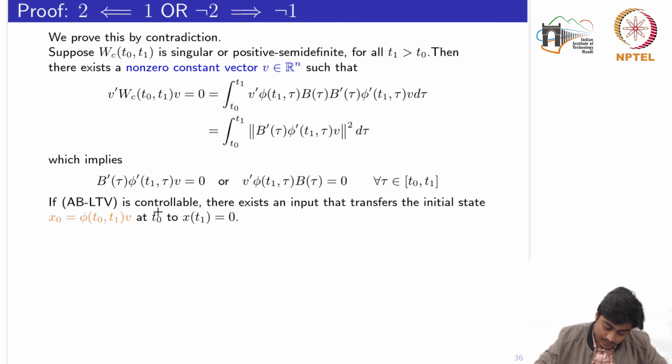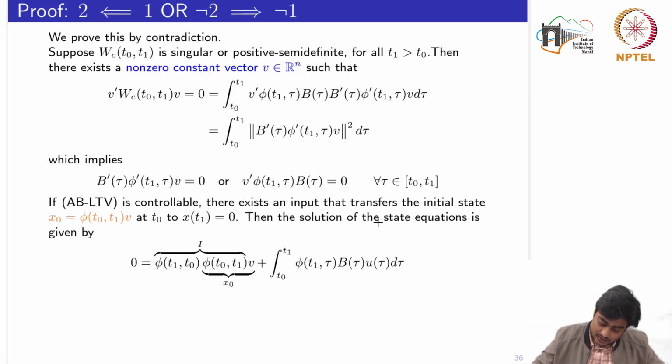So if the system is controllable and there exists an input which could transfer from x0 to x of t1 equal to 0, then the solution of the state equation is given by this one. So x of t1 is equal to 0. This part phi t1 comma t0 is the state transition matrix. This part is my initial condition x0 plus the rest of the part. And this part, by using the property of the state transition matrix we had studied in the first week, that the multiplication of state transition matrices t1 comma t0 and t0 comma t1 is basically equal to the identity matrix.